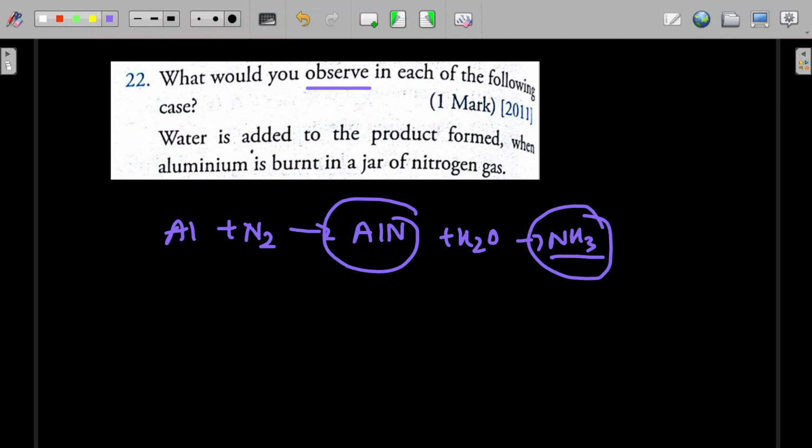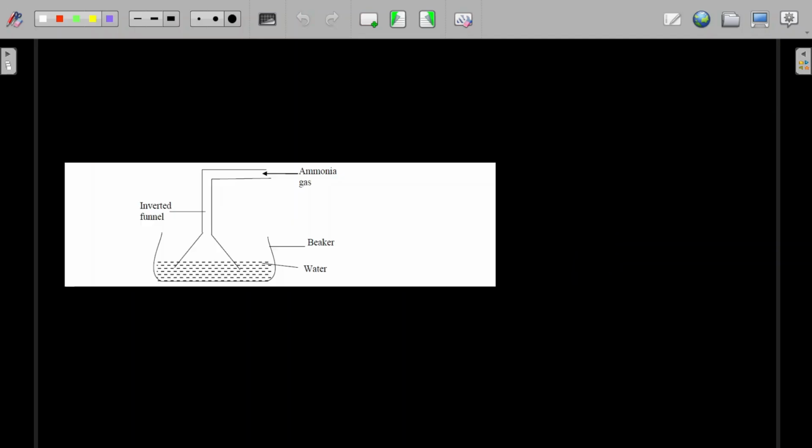So what observation can we write? Test for ammonia gas: it turns moist red litmus blue, and gives dense white fumes with concentrated HCl. This is the inverted funnel arrangement which we already studied. Again the same thing for ammonia.